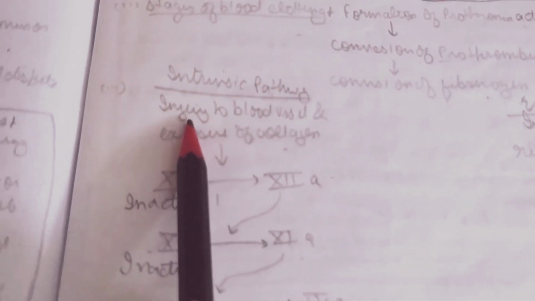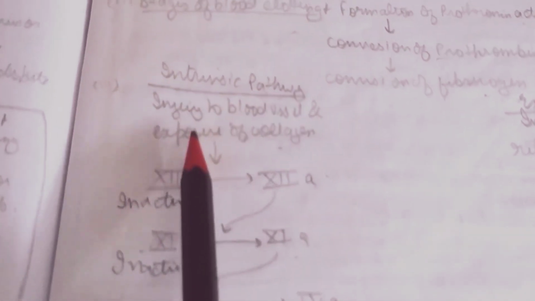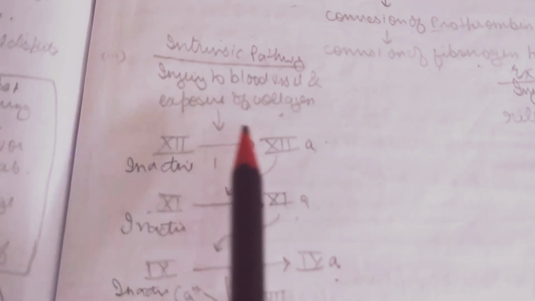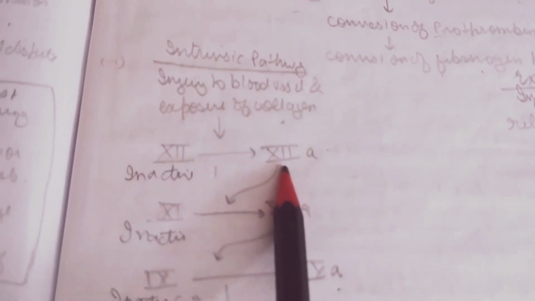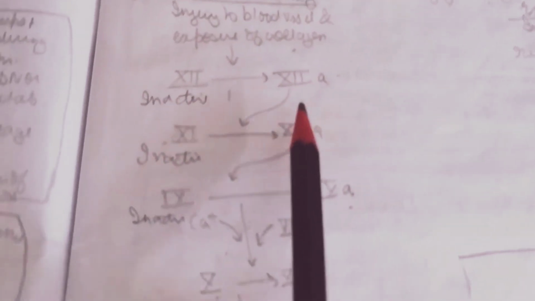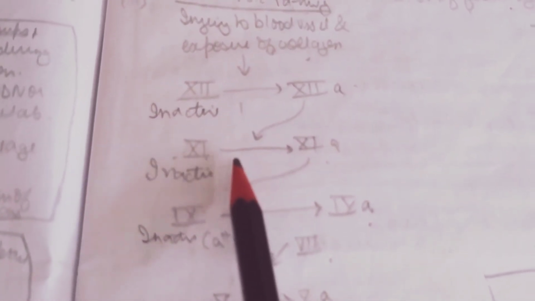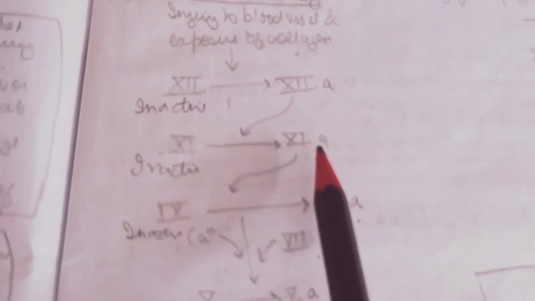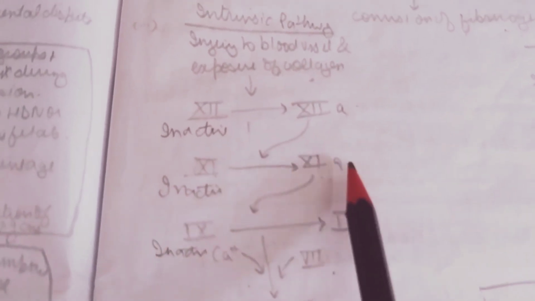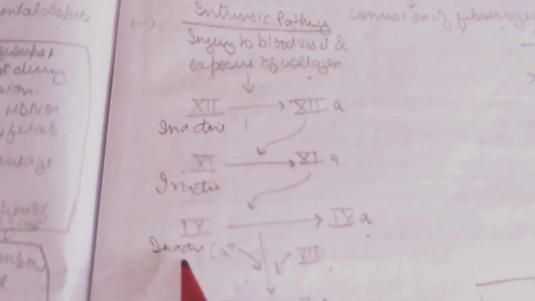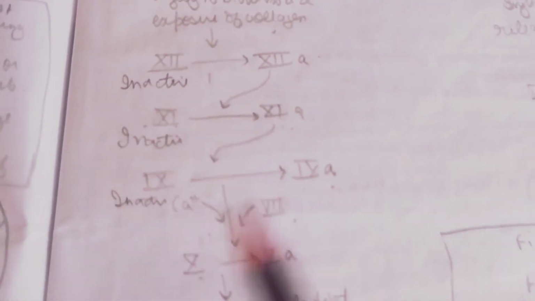So first, injury to blood vessel and exposure of collagen occurs. Then inactive 12th factor converts into active 12th factor. Then this active 12th factor initiates inactive 11th factor to get converted into active 11th factor. This active 11th factor now initiates inactive 9th factor to get converted into active 9th factor.